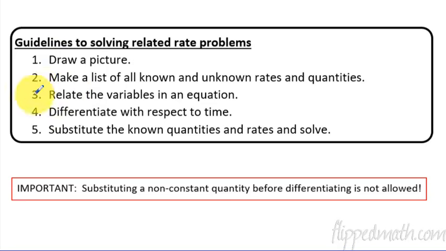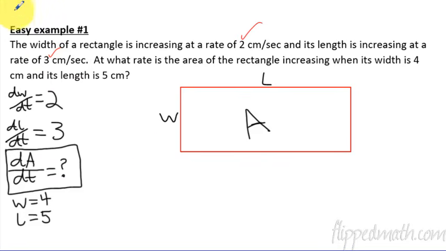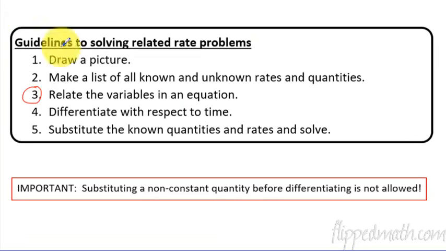All right, so now the next step, number 3, relate the variables in an equation. Of all of the things on this list, this is the one that kids struggle with the most, figuring out how to relate them in an equation. So I started off with an easy one. I have these variables W, L, and A. So how do you relate width and length and area in an equation? Real simple. The area is going to equal length times width, or width times length. It doesn't really matter what order. So that is how we relate them in an equation.